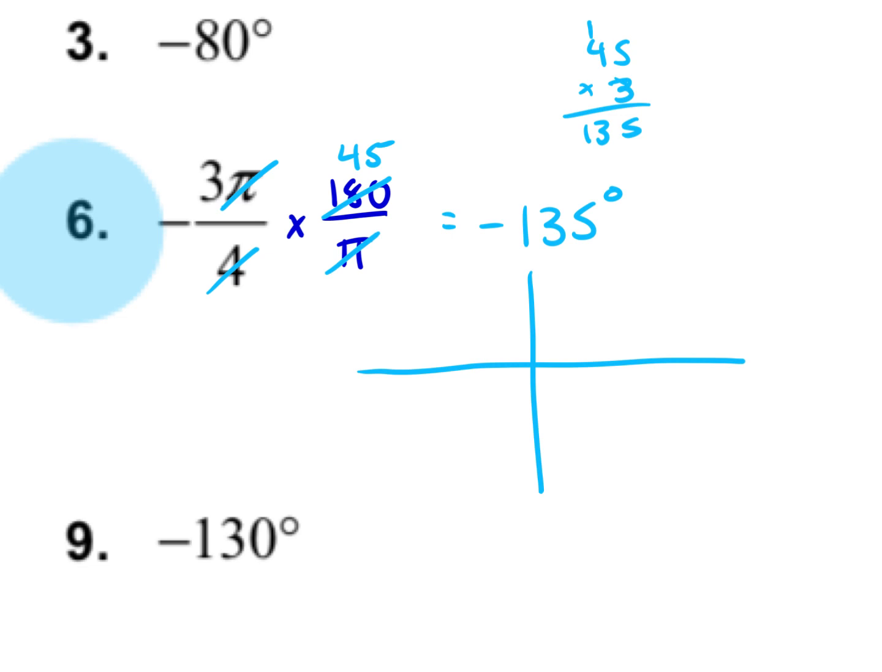So for a negative angle, we start by going down. If it helps, draw your degrees backwards. So this would be 0. We have negative 90, negative 180, negative 270. So if this was quadrant 1, 2, 3, and 4, where would negative 135 go? Quadrant 3. Awesome. So it'd go about here in quadrant 3. So this would be our angle.